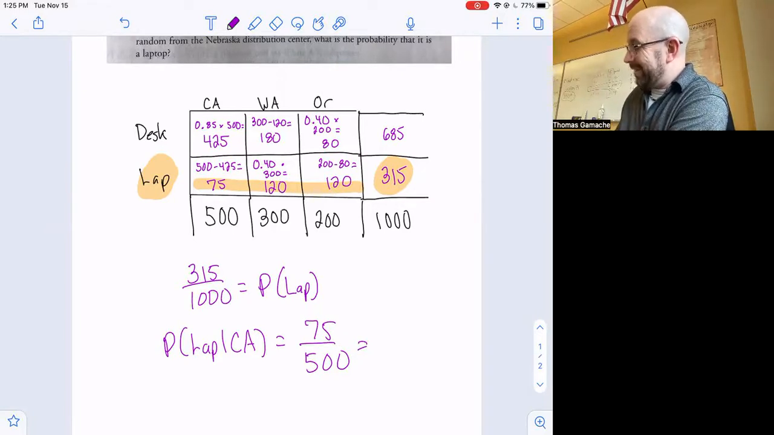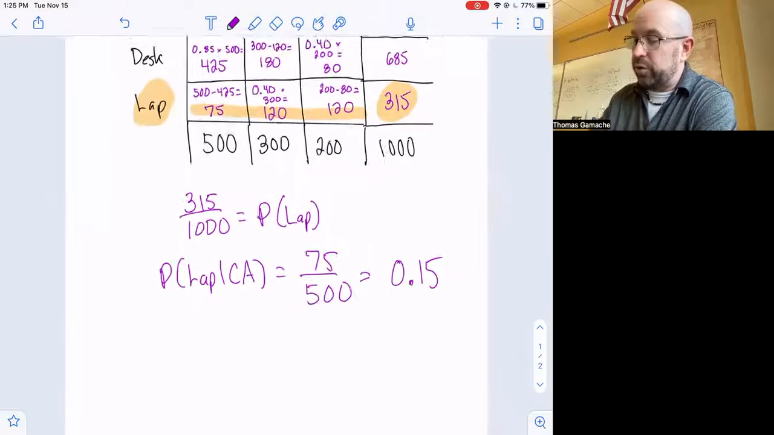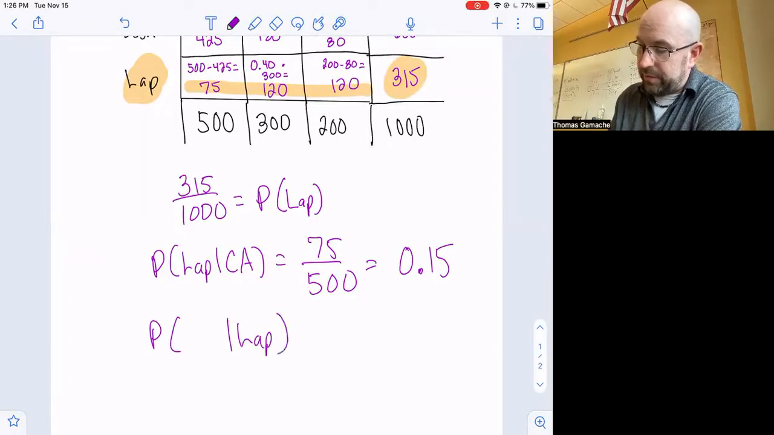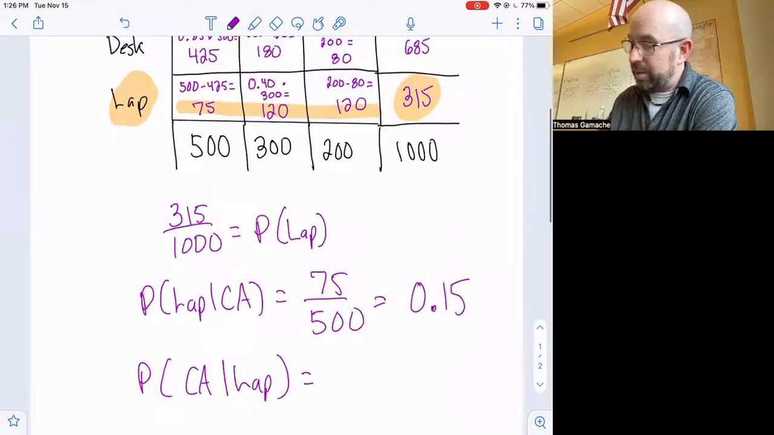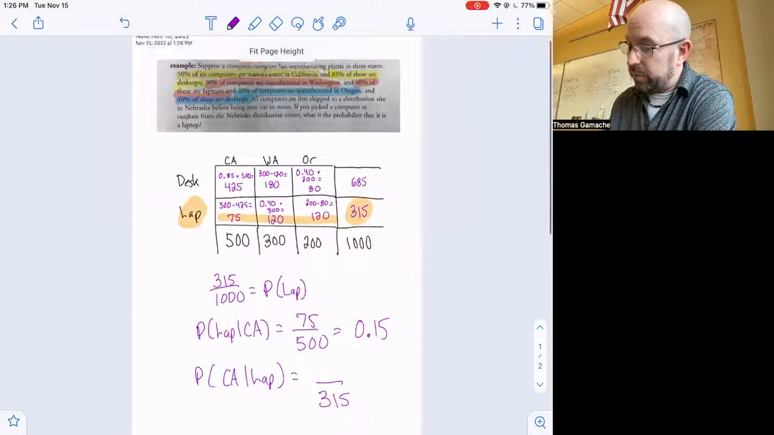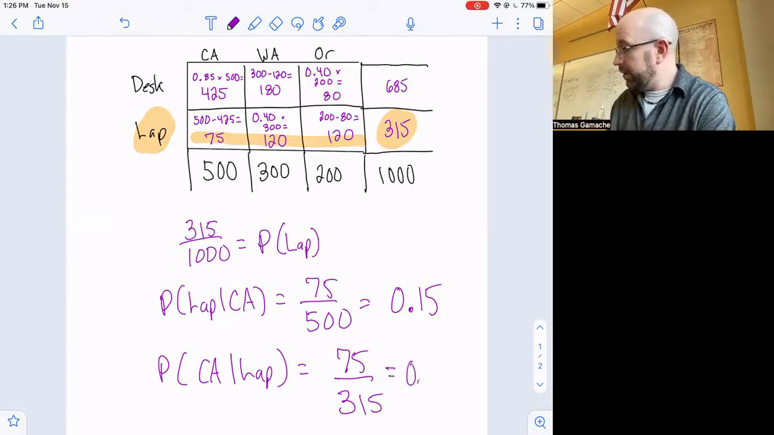So then I could just convert that into a percentage, which I'm going to do quick. Part of me wants to do it in my head, but I just want to double check. Ah, boy, a long day. I think we've all been there. Awesome. So I'm getting about 15%. So let's see. I could also do, given that it's a laptop, what's the probability it came from California? Okay. So I'll just look at all my laptops, 315 of them. Divide those that came from California, 75. Do 75 divided by 315. I get about 0.238.